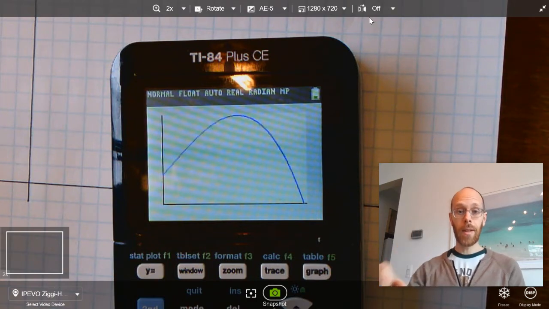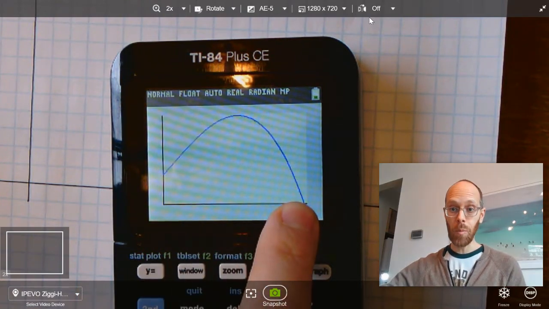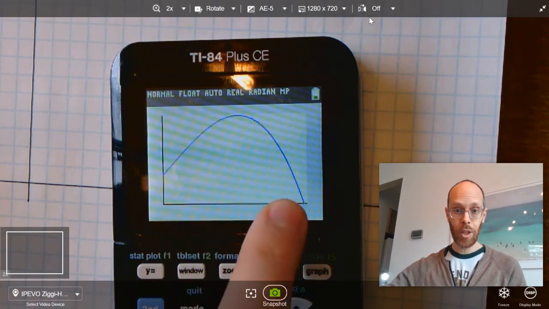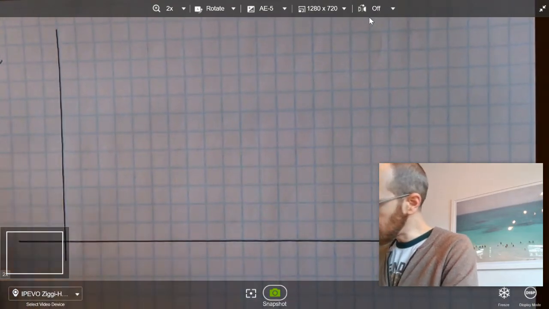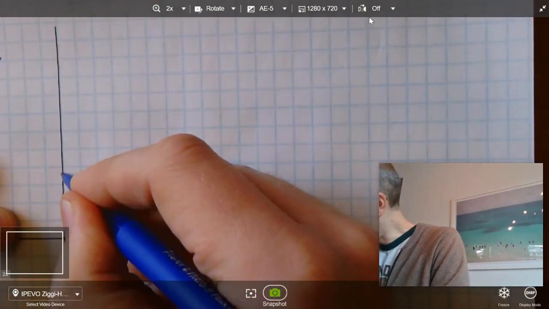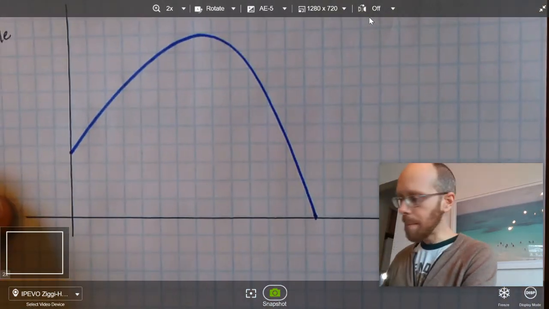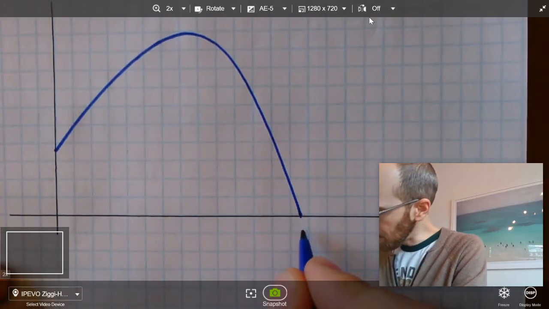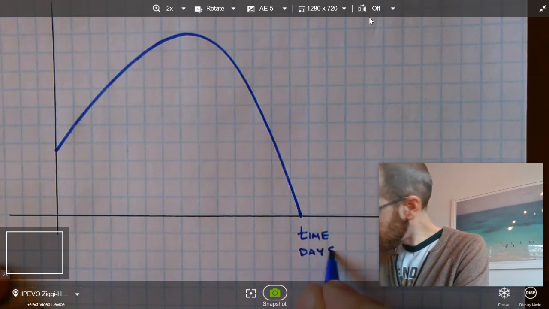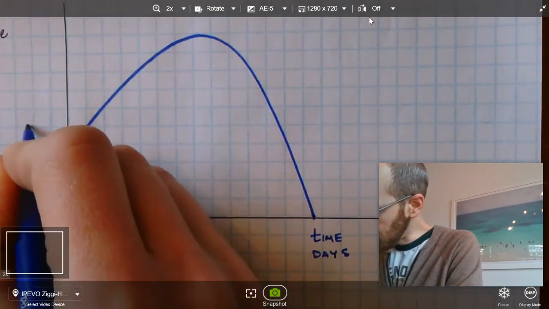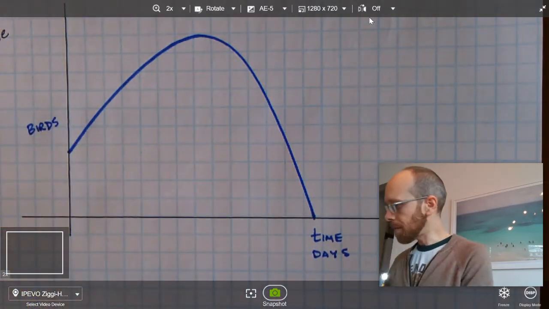All right, and this is a good looking graph because we can see the maximum. We can also see when it hits 0. So maximum population, extinct. Let's throw that graph onto our paper. You can do this on your actual paper. I'm going to do it right here. I know that it goes up and then it comes down. And I'm just going to label for now that this is time in days, and that this right here is the number of birds or Blackhawks. Okay. So there's our graph.